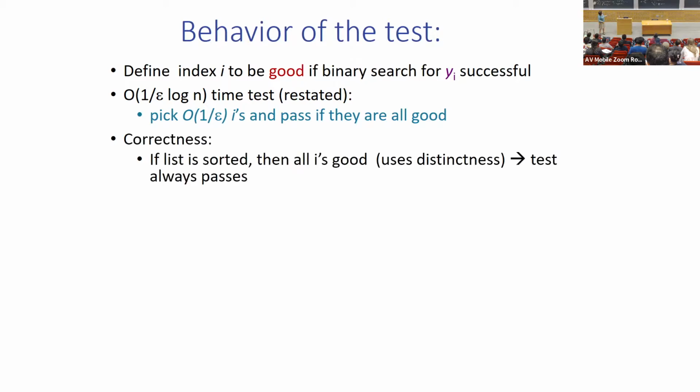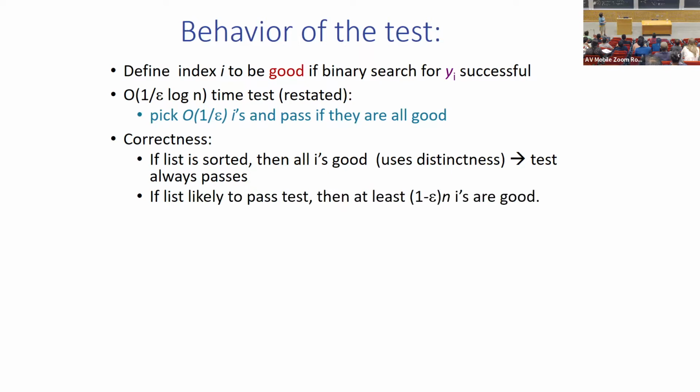So why is this good? Well, if the list was sorted, then all the i's are going to be good, because when you go left, you're going to get smaller. When you go right, you're going to get bigger, and you're always going to end up at location i. This is where we use the fact that we made things distinct. Now, what I want to show is the opposite. If I'm far from sorted, why does this thing fail?